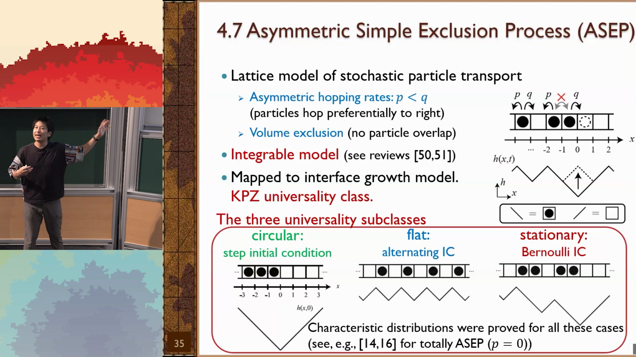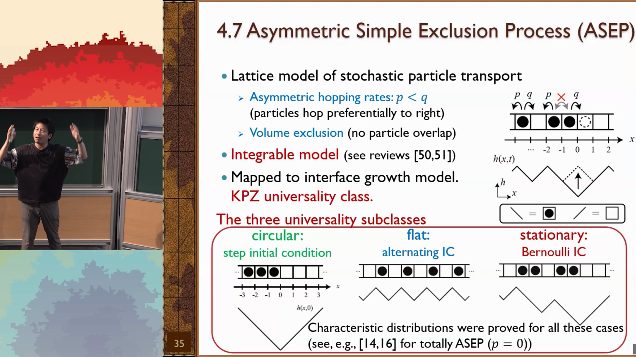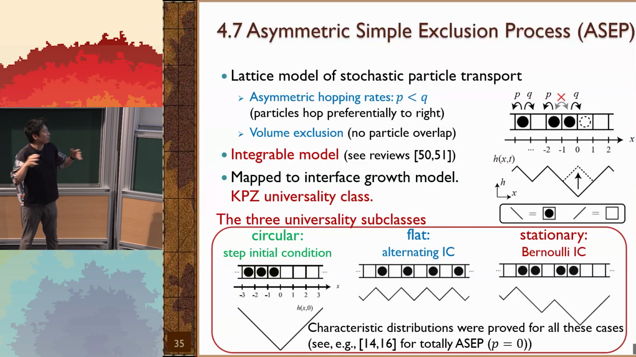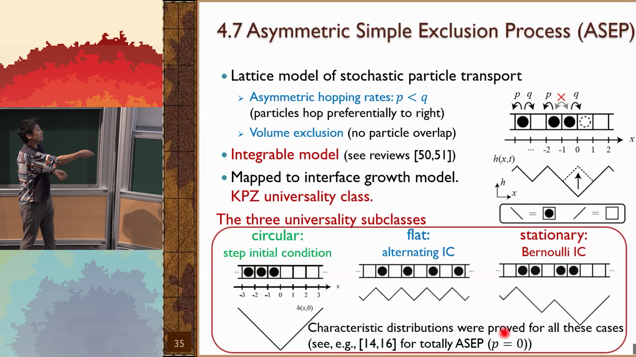I mean, totally asymmetric ASEP is simple. So it has been solved in the early epoch of the exact solutions of the KPZ. But recently, even non-totally asymmetric ASEP has been solved for all these cases.